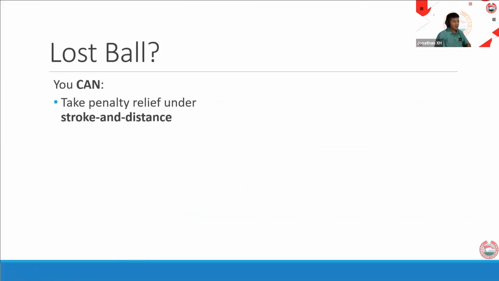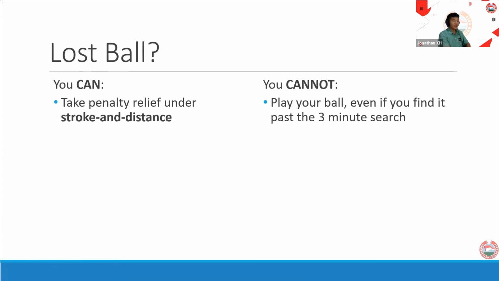So, lost ball. If you do lose your ball in the general area, it's the same as the out of bounds rule. You can only take penalty relief under stroke and distance. And you cannot play your ball, even if you found it past the 3-minute search. It's deemed lost after 3 minutes, and because it is lost, even if you find it, you cannot play it anymore.